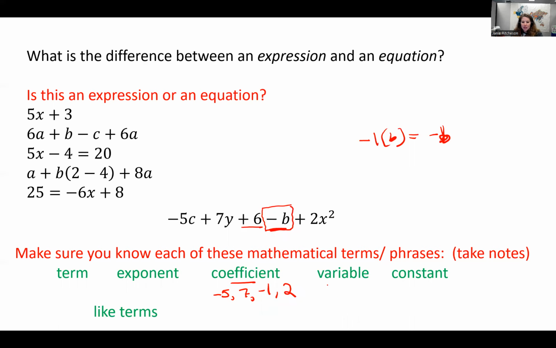All right. So our variables are the letters c, y, and x. A constant is a number not multiplied by a variable.